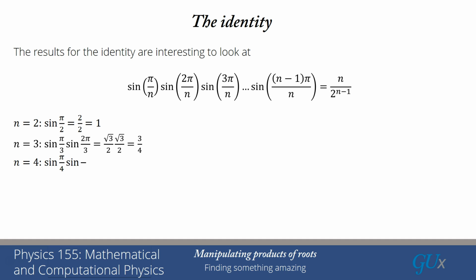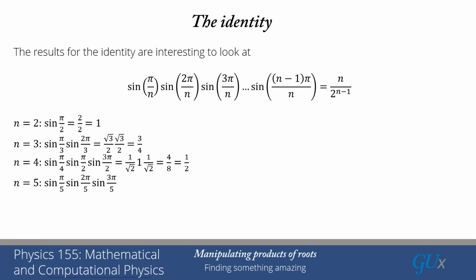If I look at n equals 4, I get sine pi over 4 times sine pi over 2 times sine 3 pi over 4. And if I work out what those are, that's 1 over root 2 times 1 times 1 over root 2. The net is 1 over 2. Now let's compare that with plugging n equals 4 onto the right-hand side. That becomes 4 divided by 2 cubed, which is 8, so I get 1/2. And so indeed you see that it works again there. Let's check out n equals 5.